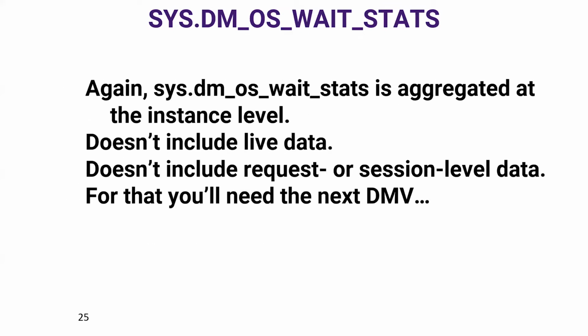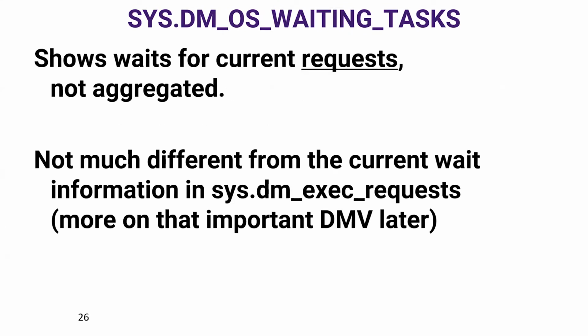So again, sys.dm_os_wait_stats is aggregated at the instance level. It doesn't include live data. It doesn't include request or session level data. For that, you'll need the next DMV, and that, ladies and gentlemen, was a segue. sys.dm_os_waiting_tasks shows waits for current requests, not aggregated. So it's not much different from the current wait information you can get in dm_exec_requests, and more on that important DMV later on.